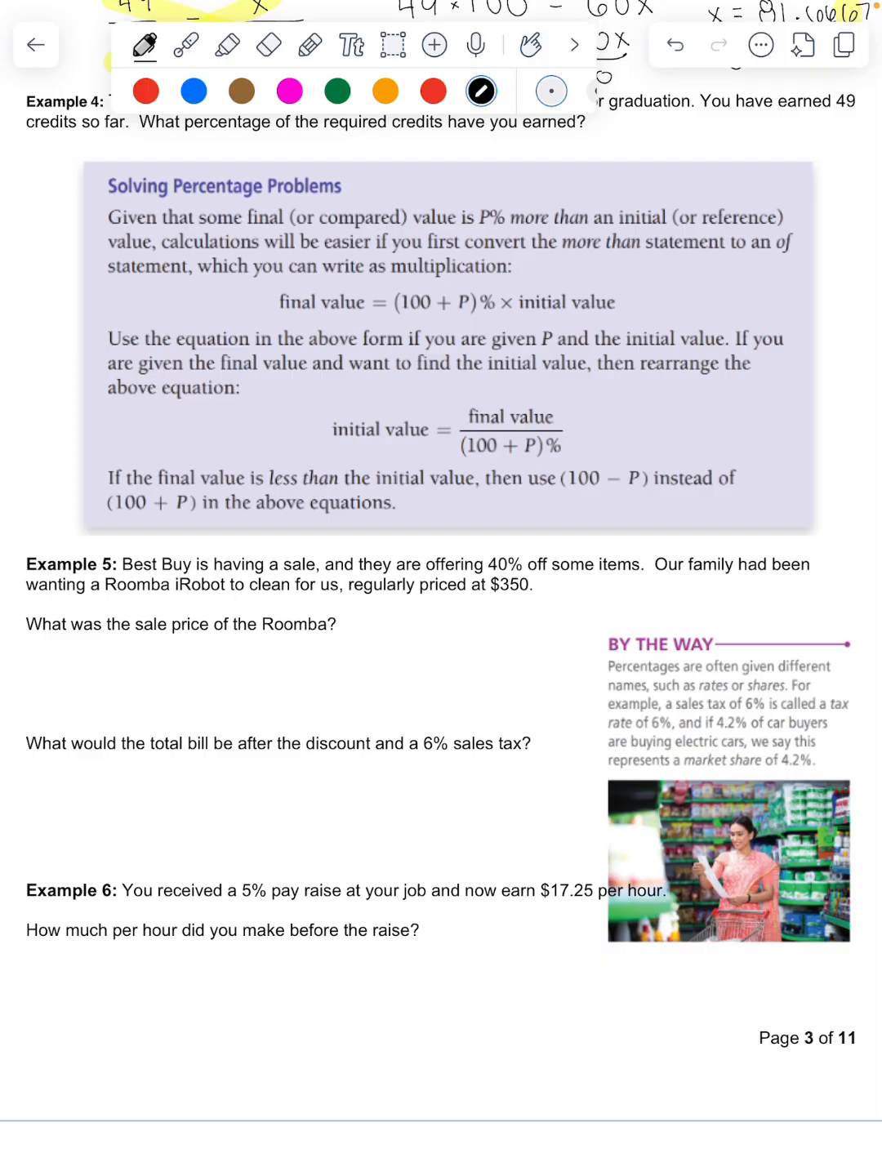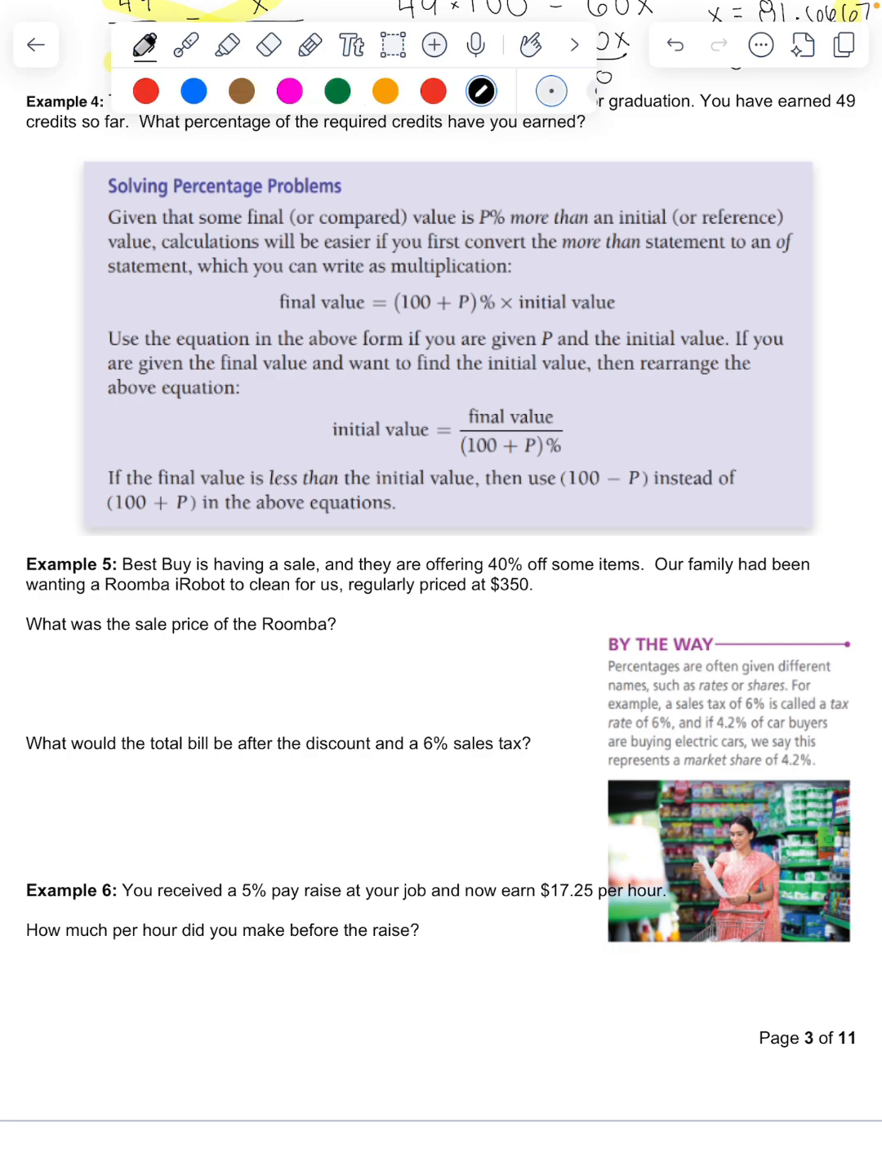So what you're going to want to do is, if it's a percent more than an initial value, you're going to add that P to 100. You can use these formulas to find the final value or initial value. You can also set up a proportion as we were doing before, so I'll show you both ways. If the final value is less than the initial value, then we're going to be doing 100 minus P. That's like if it's some percent off.